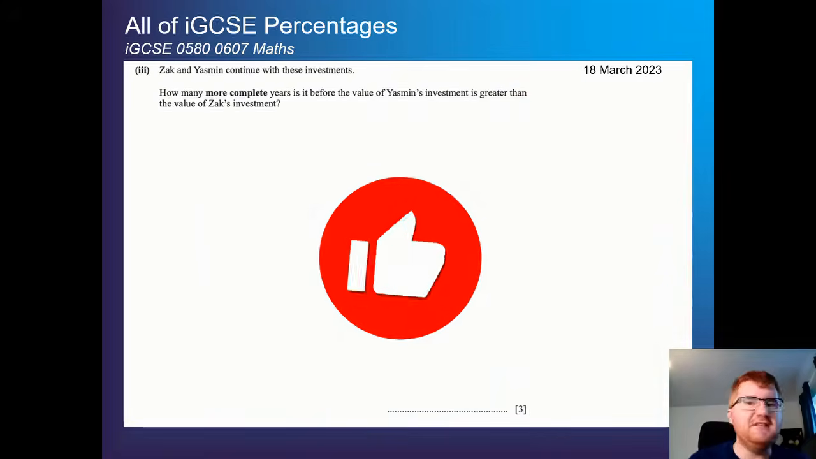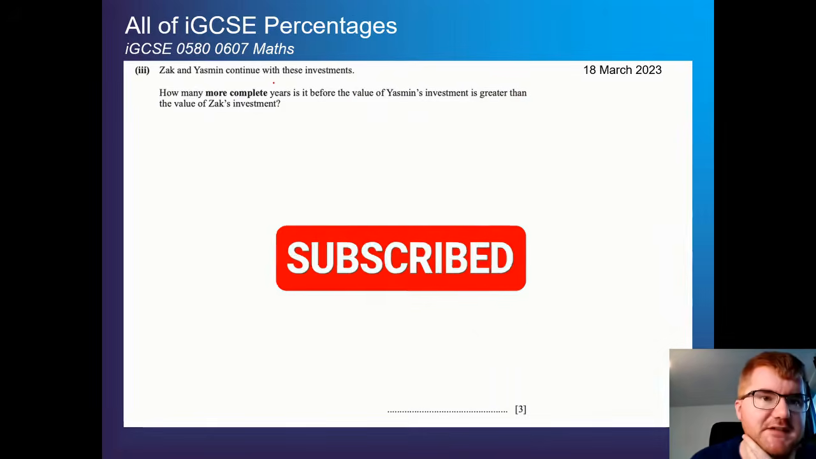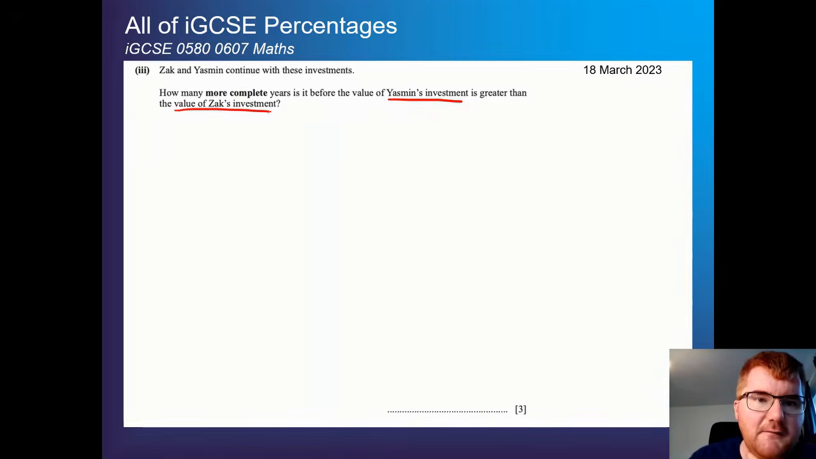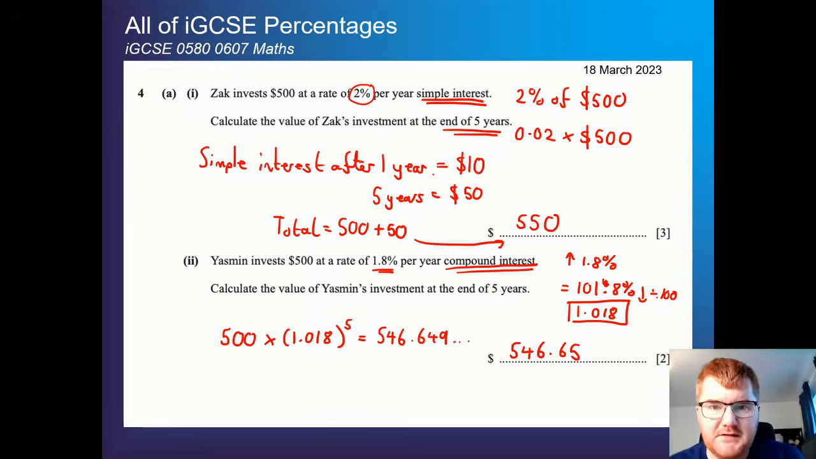Now, the next question, again, is a nice follow-up question to this. So Zach and Yasmin continue with these investments. How many more complete years is it before the value of Yasmin's investment is greater? So we want Yasmin to be greater than the value of Zach's investment. So if we go back at the end of 5 years, we've got $546.65. And here we've got $550. So we've got different ways of being able to work this out.